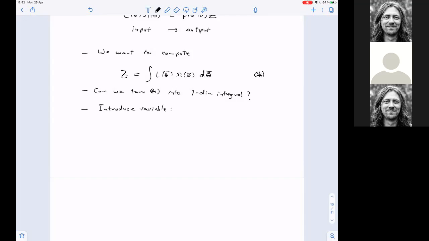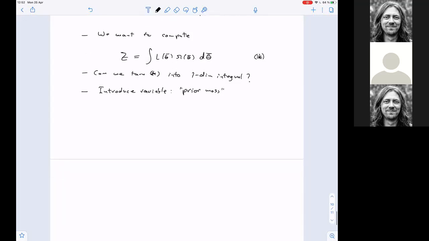And it's a variable called prior mass. So in terms of dimensions, it's an amount of prior probability. It's not a probability density, it's an amount of prior probability. And we denote it by psi, and we let it depend on a parameter, lambda.